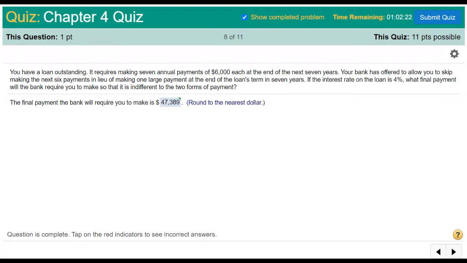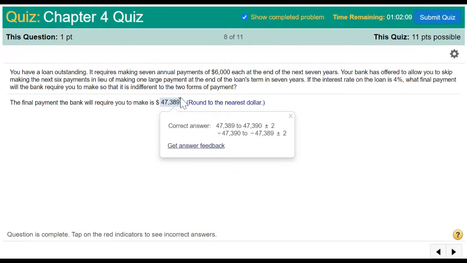No. What happened? See, this one comes out to 0.77. So if you round it to the nearest dollar, it's 390. Would it accept 390? Yeah, it would accept 390. Oh, never mind then. All right.